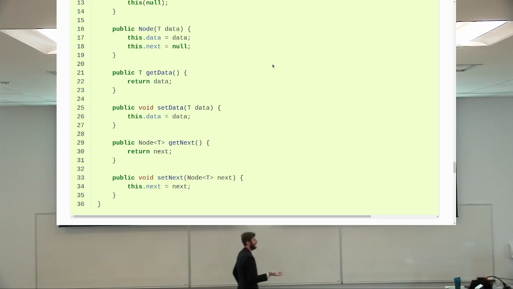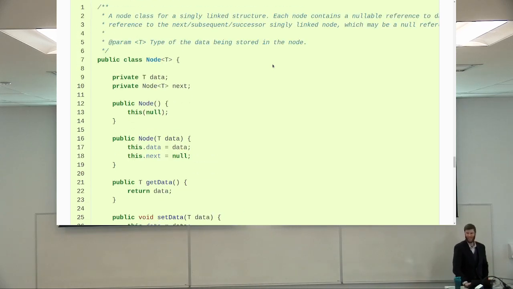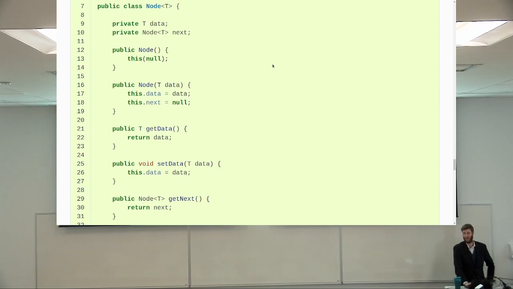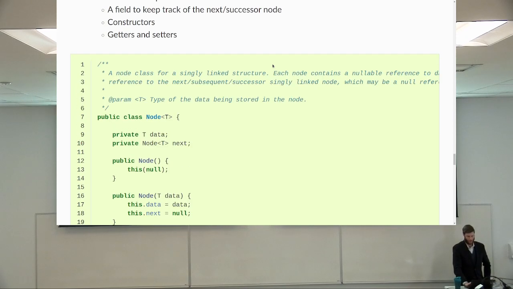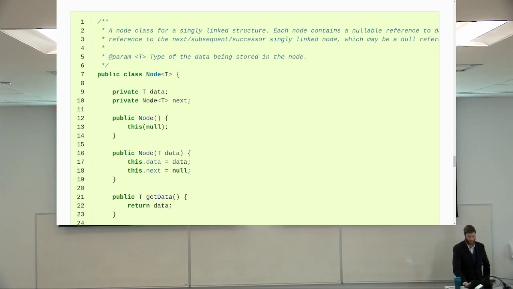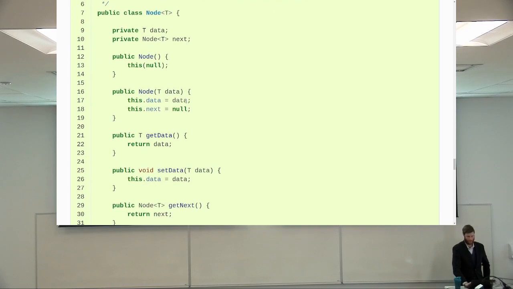But that's the whole class right there. So any questions about this right here? This node class. All right, it has the two fields, data, next.